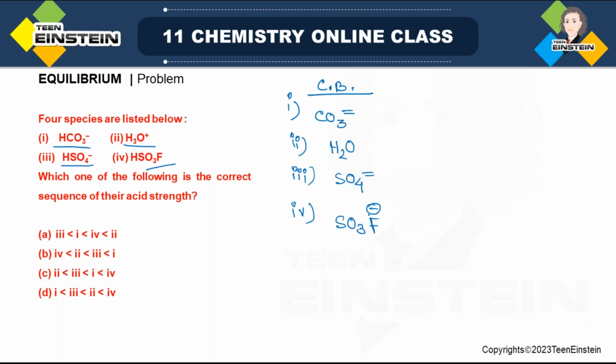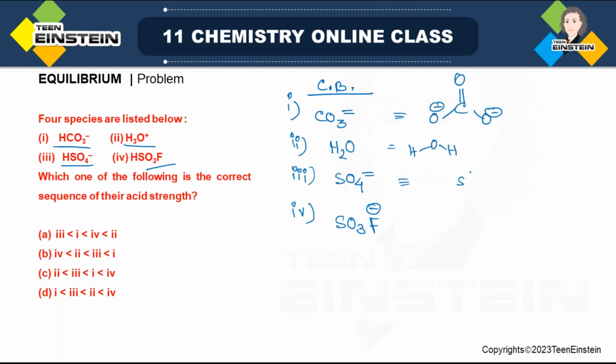Now, how to know which one is most stable? For CO3 2 minus, if you write the full structure, the negative charge is like this. For water, resonance is not possible because it is already a neutral molecule.